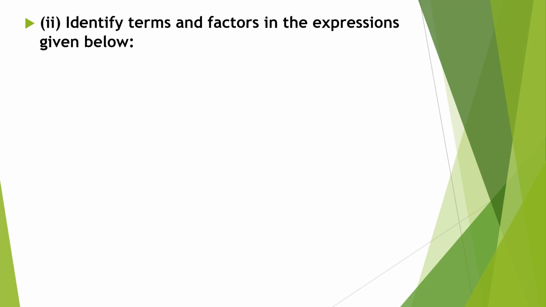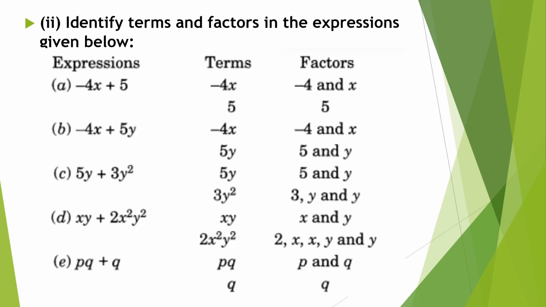Our first question is minus 4x plus 5. Here two terms are there, that is minus 4x and 5. The factors of the first term are minus 4 and x, and the second term is 5. Question B, minus 4x plus 5y. So the terms are minus 4x and 5y. The factors of minus 4x are minus 4 and x, and of 5y are 5 and y.